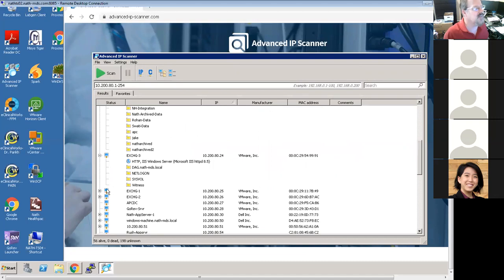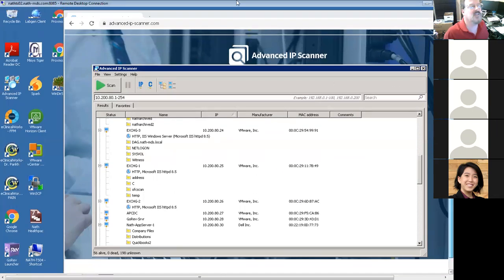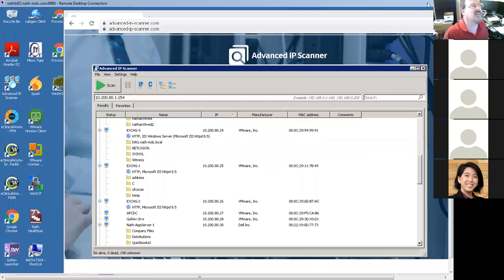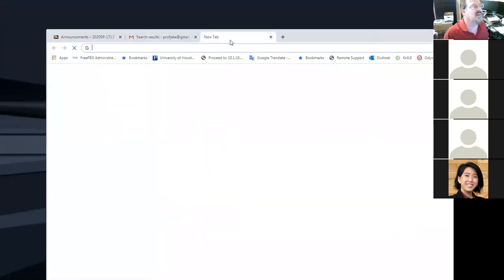Now there's another thing that you can download and install. This is an IP address scanner, but there are also things called port scanners. Does anybody know what a port scanner is? Yeah. Use them to do bad things.